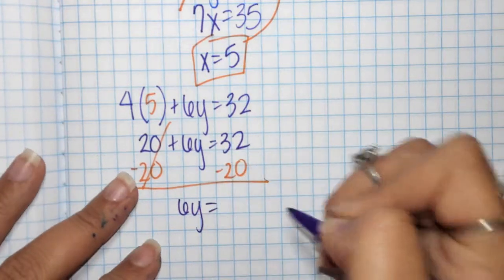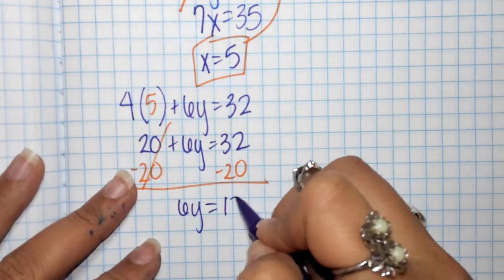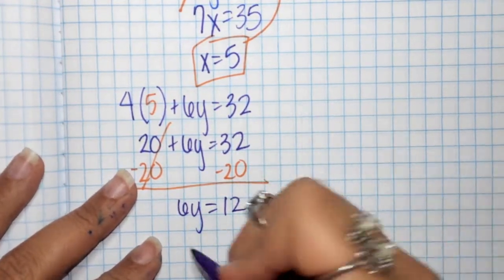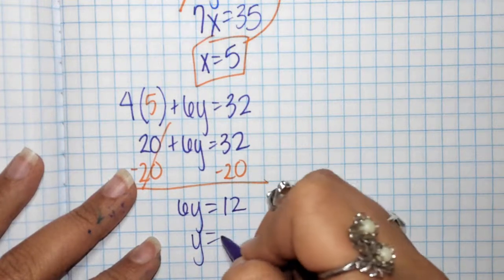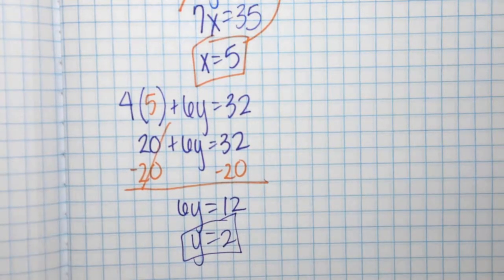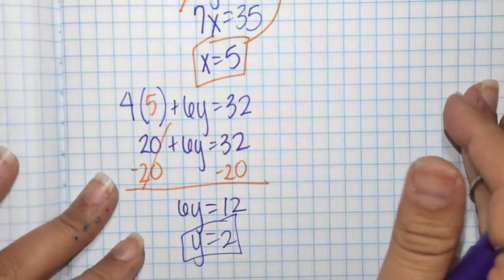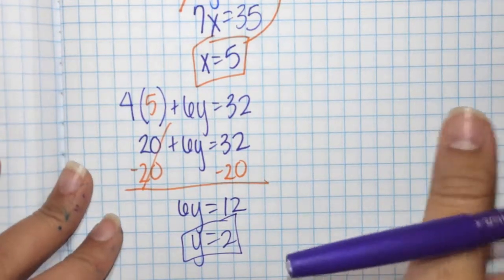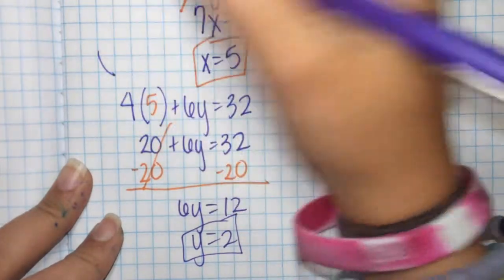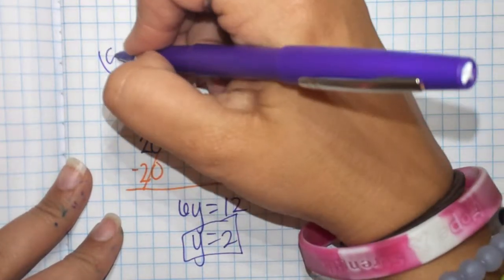And we get 6y equals? Take a point. And now what do we do? Divide by 6. And what does that equal? 2. Now, how do I write my answer? Can I leave it like this? No. That's really important. And what comes first, x or y? X. So I write it as (5, 2). Take a point.